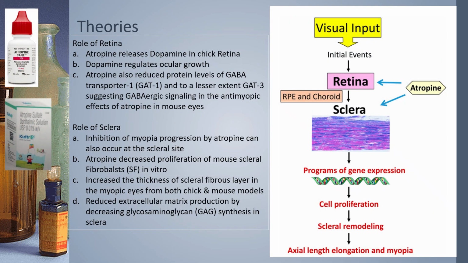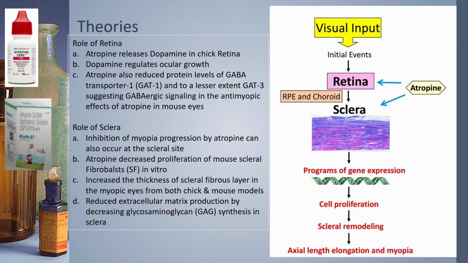And this is a wonderful article, and I can share it on the WhatsApp group. This article talks a lot about what happens at the receptor level, and how atropine releases dopamine in chick retina, where dopamine regulates ocular growth. It is also known to work on GABAergic signaling, which has an anti-myopia effect of atropine in mouse eyes.